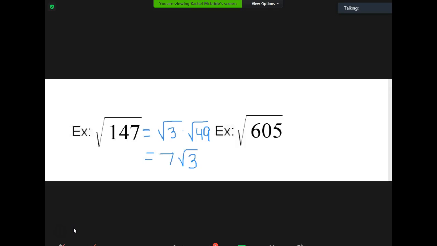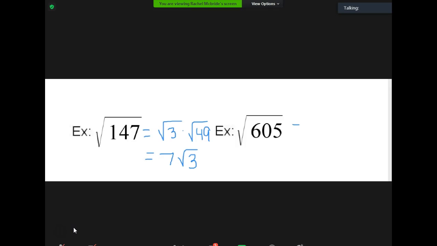So the square root of 147 in simplest form is 7 square roots of 3, because 147 is the same as 3 times 49, and the square root of 49 is 7. So that is our goal: to take a large square root and rewrite it as a simpler one.